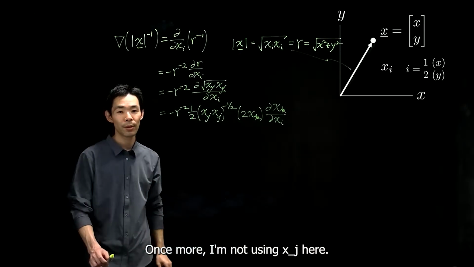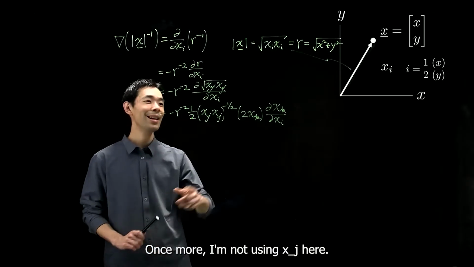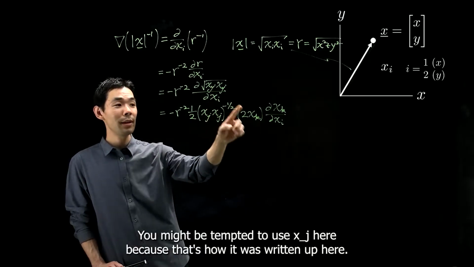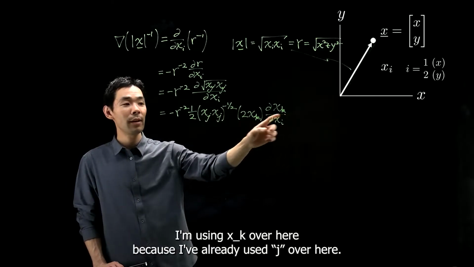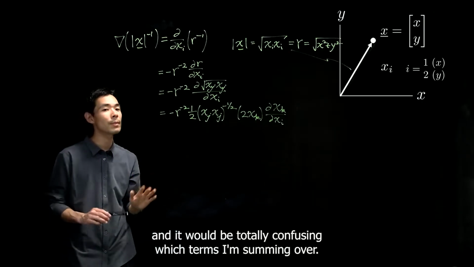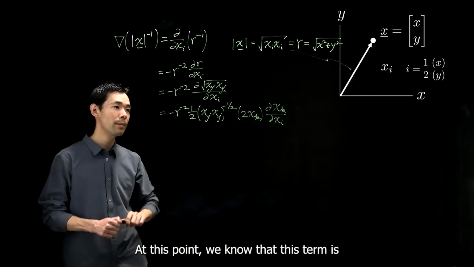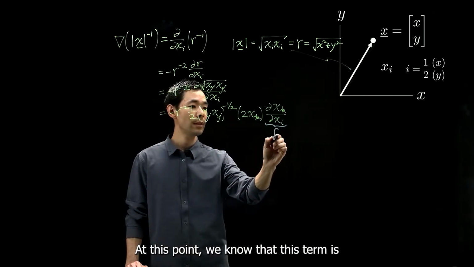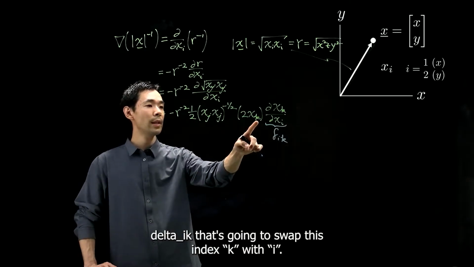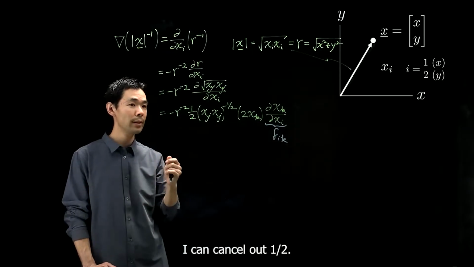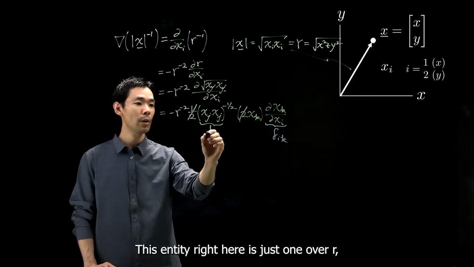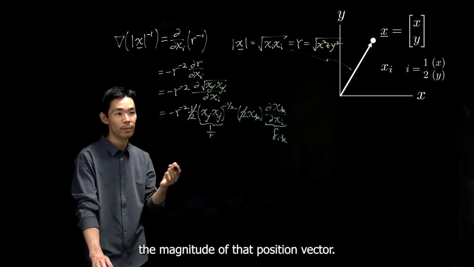Okay? Just like so. Again, once more, I'm not using xj here. You might be tempted to use xj here because that's how it was up here, but I'm using xk over here because I've already used j over here. If I have xj, another xj here, it would be totally confusing which terms I'm summing over. Good. So at this point, we know that this term is the Kronecker delta function, delta ik. That's going to swap this index k with i. Perfect. I can cancel out the 1/2 with the 2. This entity right here is just 1 over r, the magnitude of that position vector.